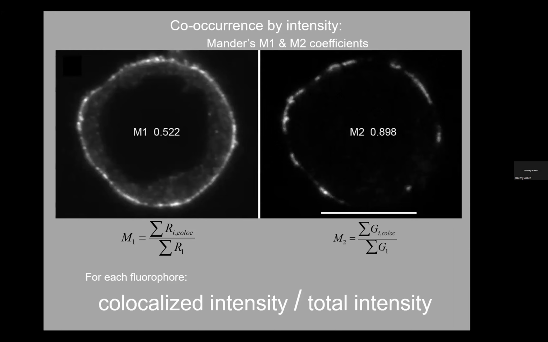So let's look in slightly more detail at the Manders M1 and M2. This would be the equation: the sum of red intensities in pixels where the other one is present, as a fraction of the total red intensity. And the same for the green. It's a nice, simple, intelligible measurement.